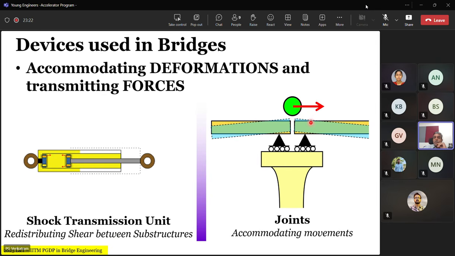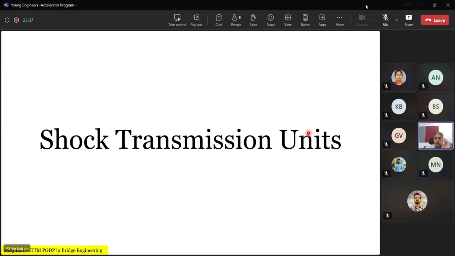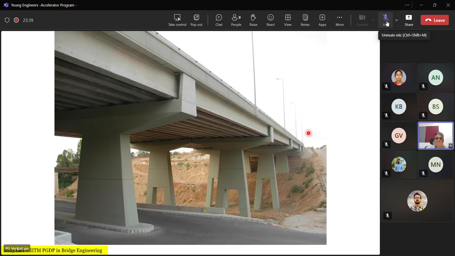What do the joints do? They allow the relative displacements between two adjacent superstructures. They accommodate movements. Okay. That's the difference between shock transmission units and expansion joints. Okay. Now we look at shock transmission units.